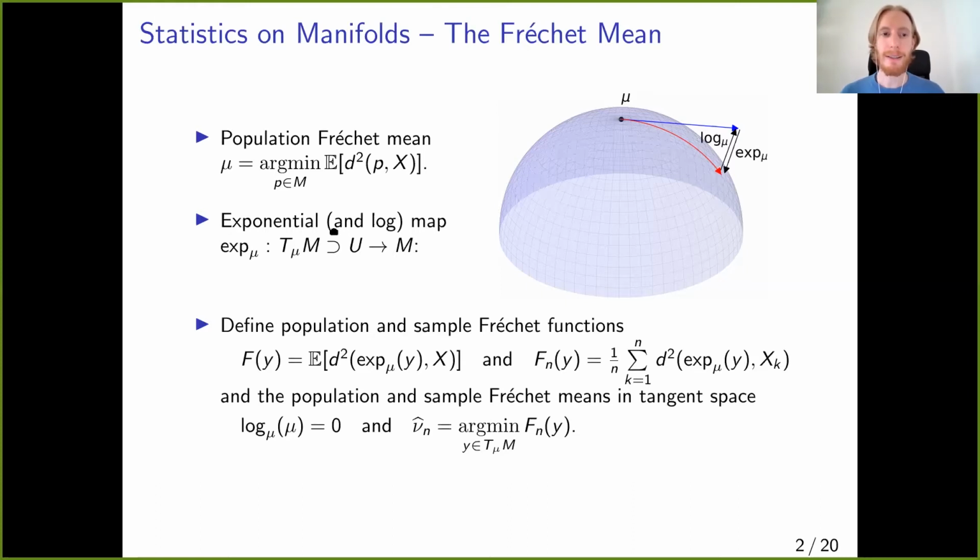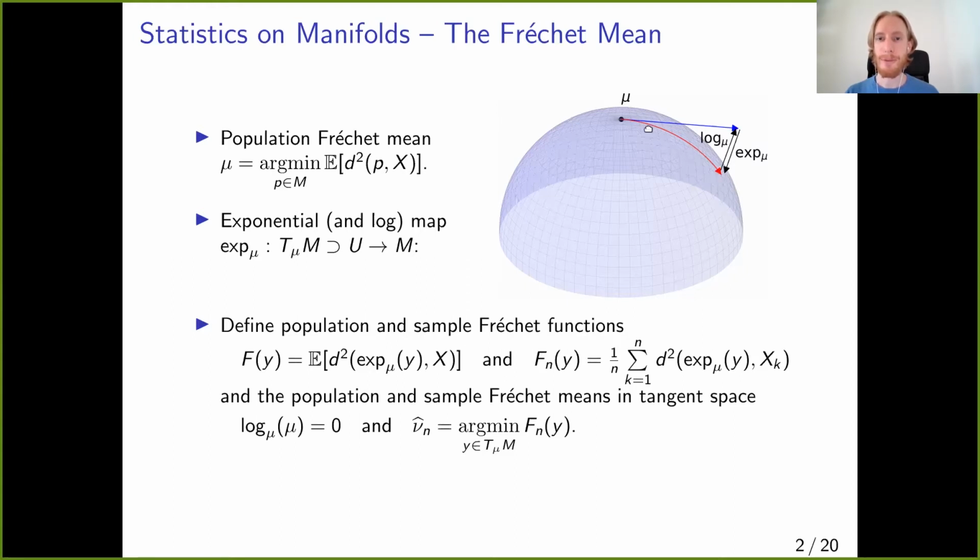One can then define a very important tool, the exponential and the inverse log map. So the exponential map maps vectors in a tangent space at some reference point. Let's take mu here, the population Fréchet mean, as a reference point. We have a tangent vector here, and now we want to define a point on the manifold corresponding to this tangent vector. So we take the geodesic that has at mu the tangent vector as its tangent vector, so that starts out in the direction of this blue vector, and then this red arrow follows this geodesic. At the tip of this arrow, this is the point we're looking at.